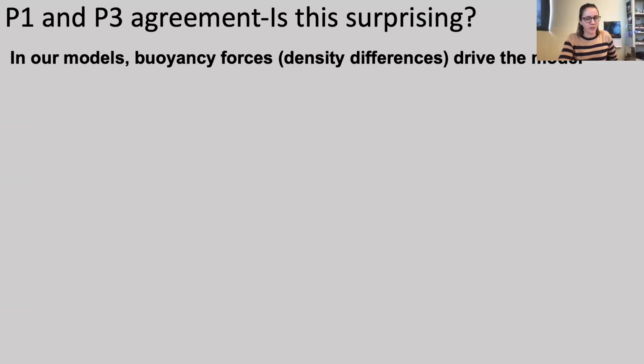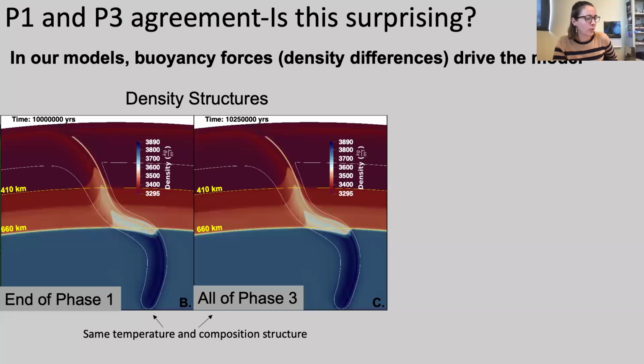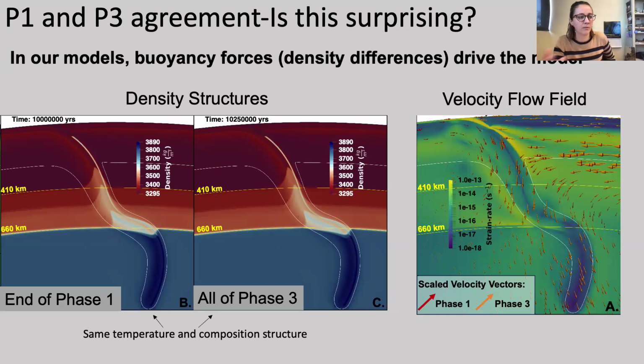And just to think about whether this is surprising or a weird result, again, our models are really driven by the density differences in the model. And when you have the same geometry and temperature set up, so this here is the end of phase 1, and this is the end of phase 3, with the white temperature contour showing that same preserved geometry, and the color field showing the density solution. Since they have the same temperature and composition structure, they have the same density setup between the two of them. And that's what's driving the model evolution.